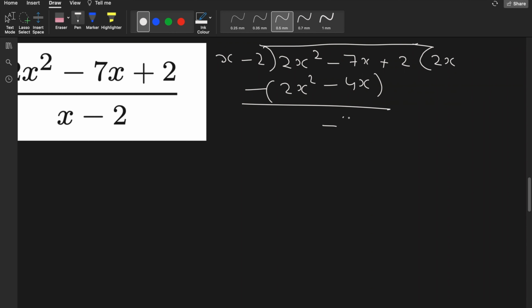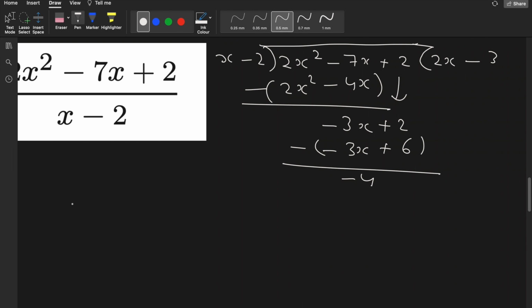We'd get minus 3x. Let's bring this down, and now it's going to be minus 3. So minus 3x plus 6. When we subtract this, we get minus 4. Therefore, the divisor is this. The quotient is 2x minus 3, and the remainder is minus 4. When we put this in the proper form, we get x minus 2 multiplied by 2x minus 3 minus 4.